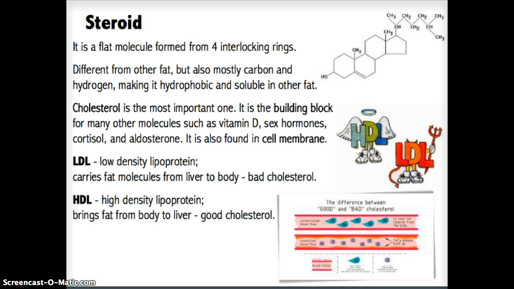We have 2 types of cholesterol. One we call the good one, the other one we call the bad one. The LDL is a low-density lipoprotein. We call that the bad one because it carries fat molecules from the liver to the body. And the HDL returns fat back to the liver for processing, and that's why we call that the good one.